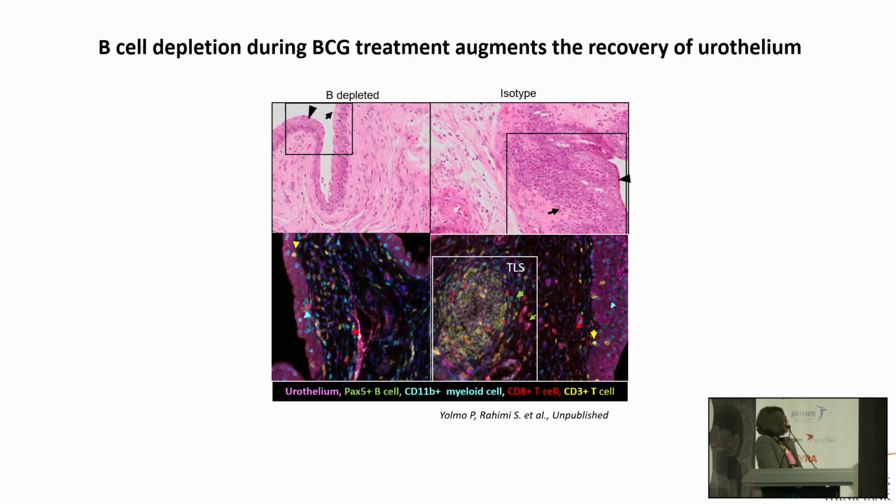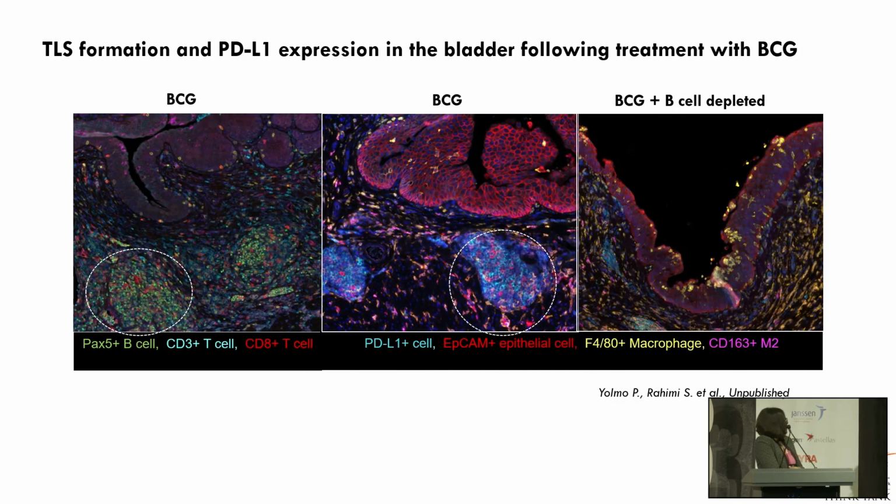Another very important and interesting finding from this study was that B cell depletion during BCG treatment augmented mucosal healing. The urothelium returned to its benign, normal state. We had 2 arms, with BBN and without BBN, and in both scenarios the mucosal healing is more pronounced in female mice when you remove B cells during BCG treatment compared to the non-depleted mice. And TLS formation was again minimal in these mice when B cells were depleted.